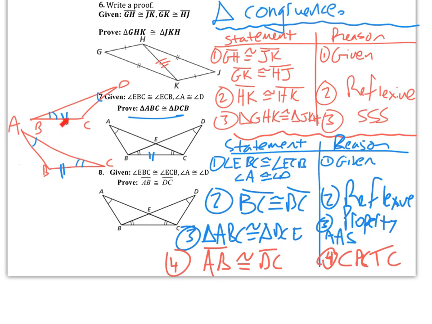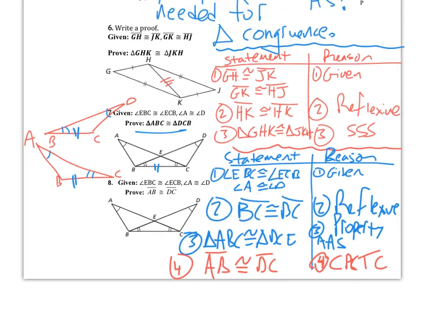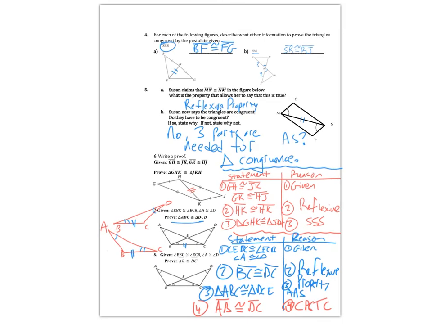So since we know the triangles are congruent, then all the other little pieces have to be congruent, because congruent means exactly the same size. Okay? So there you have it. That's how we do those proofs and work with triangles.